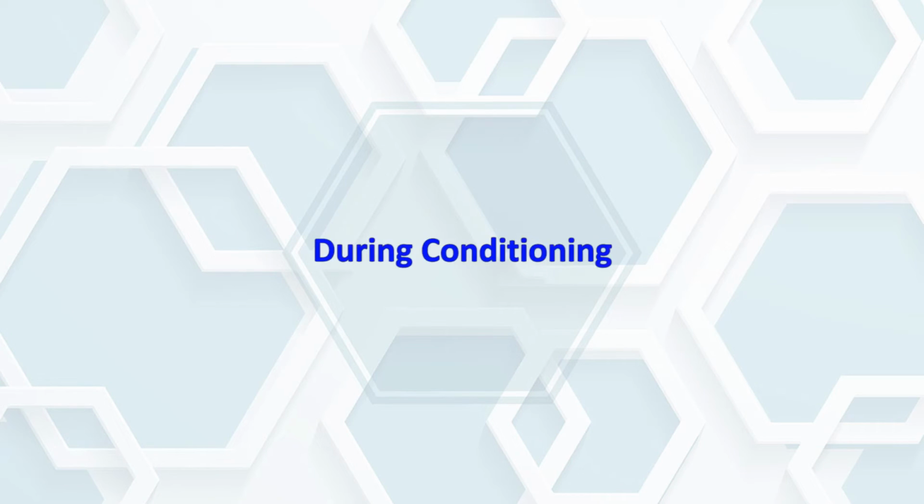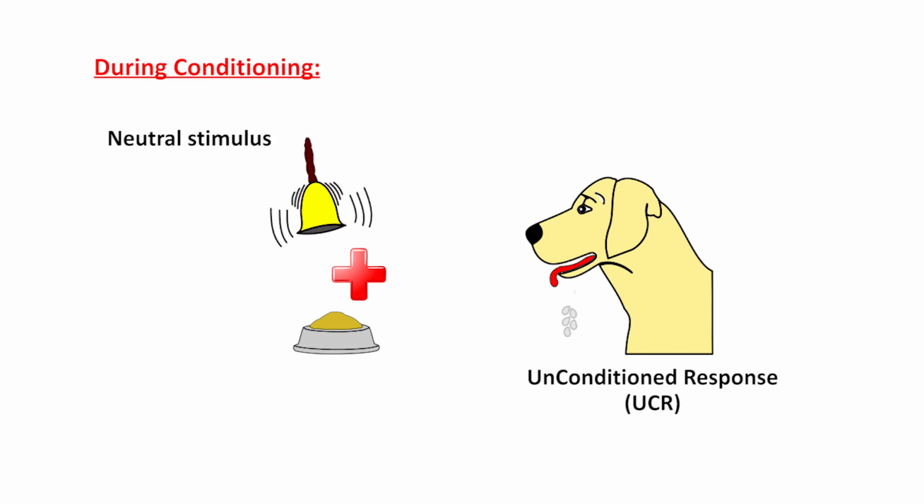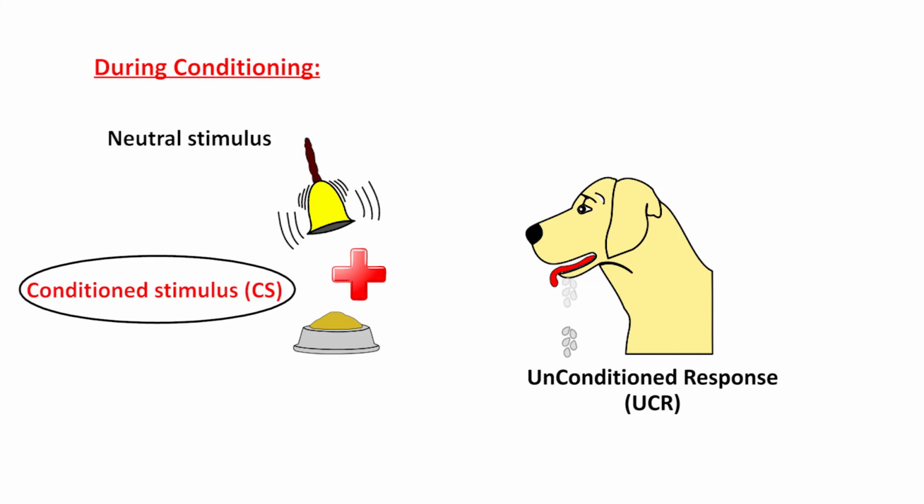Now, stage 2 is during conditioning. For this stage, Pavlov introduced a neutral stimulus, the sound of a bell, that is repeatedly paired with the UCS, the food. Hence, an association between the neutral stimulus and the natural stimulus UCS is facilitated. If the association could trigger the salivation response, then the neutral stimulus is called the conditioned stimulus or CS.